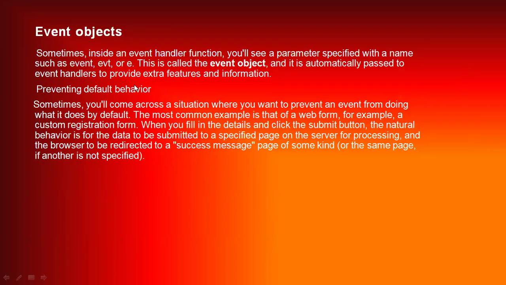Sometimes inside an event handler function, you'll see a parameter specified with a name such as event, EVT or E. This is called the event object, and it's automatically passed to event handlers to provide extra features and information. With the help of that, you can prevent default behavior. So how do I prevent default behavior? See in this.